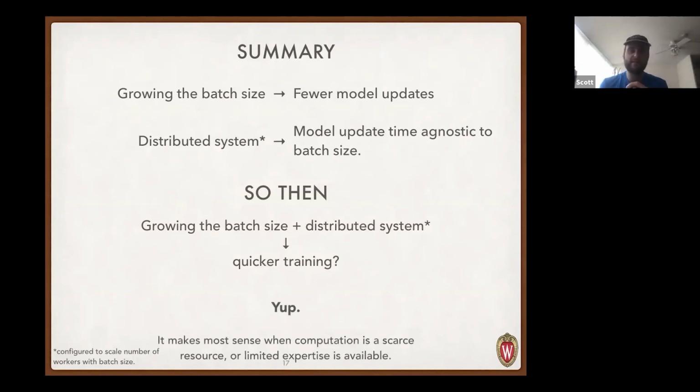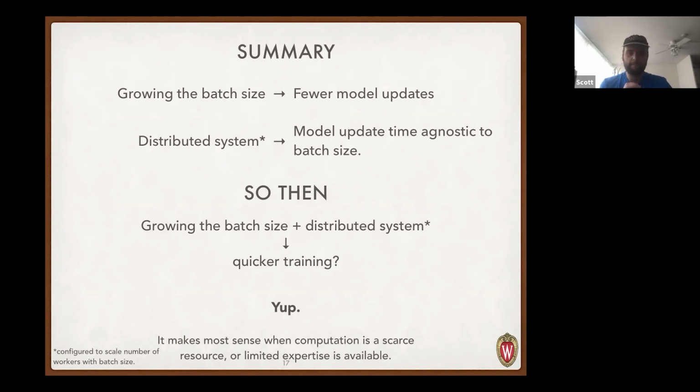The answer is yes. This makes a lot of sense when computation is a scarce resource and you don't want to waste time, or when you have limited expertise available and you can't really find the right algorithm to figure out how to use. I mean, you can do this with a constant large batch size too, but that takes some more expertise and the right choice of hyperparameters. Scaling up just naively is very simple.